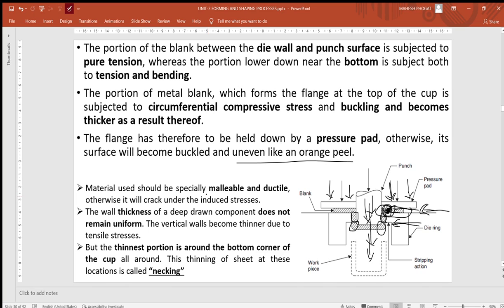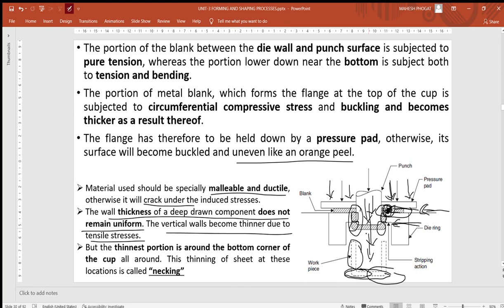Now the workpiece material should be malleable and ductile. Otherwise, it will crack under these different kinds of induced stresses. The wall thickness of the deep drawn component does not remain uniform. The vertical walls become thinner due to the tensile stresses. But the thinnest portion is around the bottom corner of the cup. This thinning of the sheet, the thinnest part, is called necking.